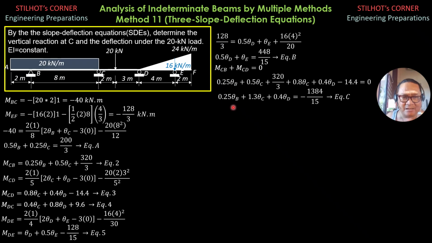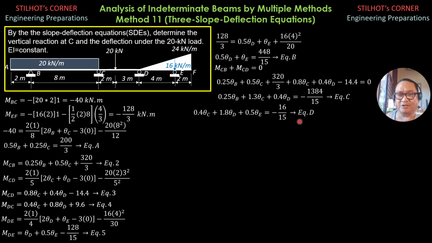I will not show any details anymore. You just apply equilibrium at joint D just like this. Then show that equation D is equal to 0.4 theta C plus 1.8 theta D plus 0.5 theta E equals negative 16 over 15.